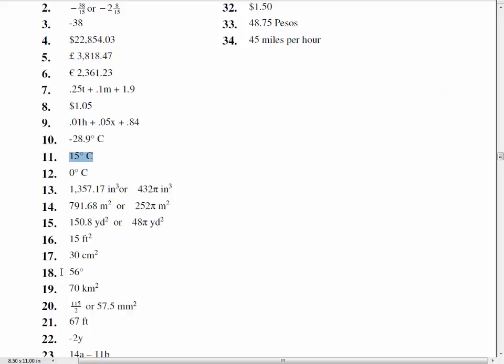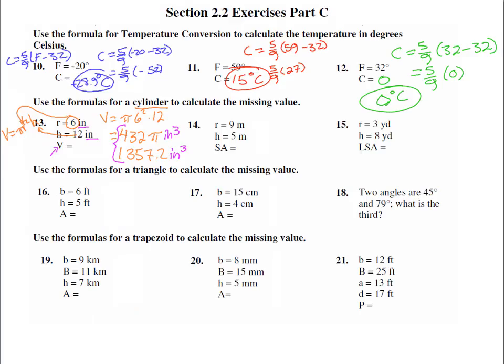Let's check our answer. And there we have 1357. Oh, they rounded to 2 decimal places, or they did 432 pi. And notice the units are inches cubed like we have. Excellent. The next one, number 14. This one is not looking for volume, it's looking for surface area. And that formula is surface area equals 2 pi r h plus 2 pi r squared. And you can get that out of your textbook there.